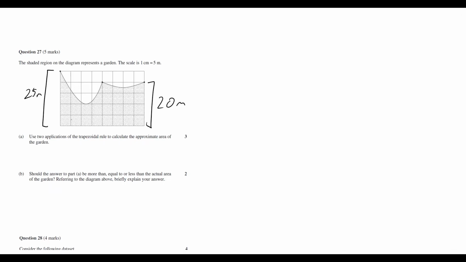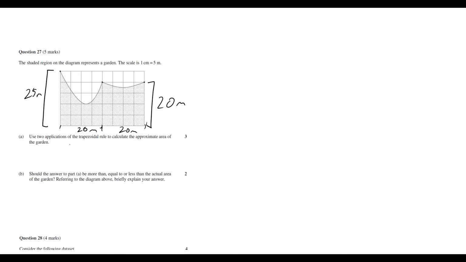And now we need to work out what's the horizontal distance between these points. Well, it's 1, 2, 3, 4 blocks apart. And that's again going to represent 20 meters. From there to there, and also from there to there. I'll write that in again.